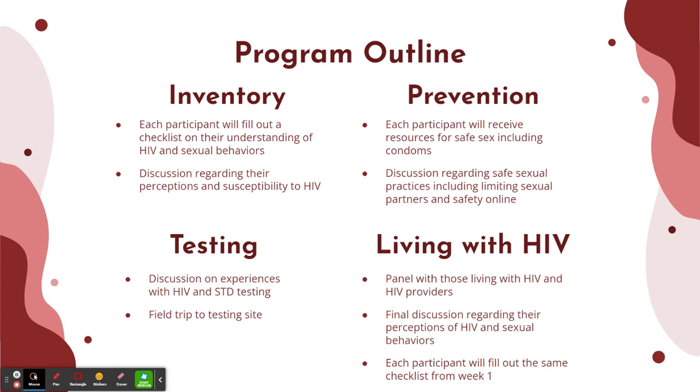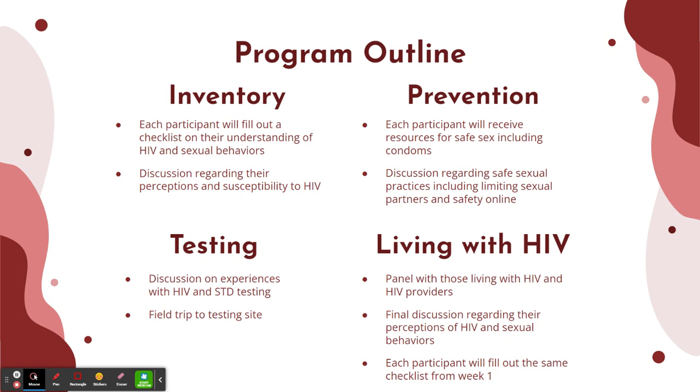The program outlines specific activities within each week. Week 1, the inventory: each participant will fill out a checklist on their understanding of HIV and their sexual behaviors. Then the weekly discussion is regarding their perceptions and their personal perceived susceptibility to getting HIV as LGBTQ plus.